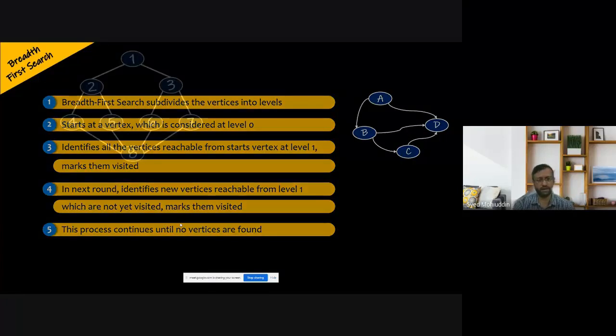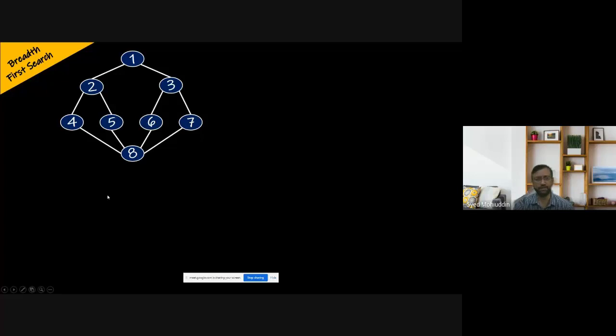Now let us take an example. This is the graph we have for breadth first search, with 8 nodes. For this graph, we have to compute the breadth first search, and this graph has 8 vertices. Now what we do is we start with vertex 1. You can start with any vertex, it doesn't matter. But usually we pick vertex 1 as the start vertex. We start with vertex 1.